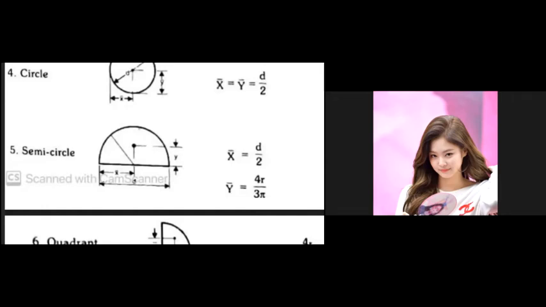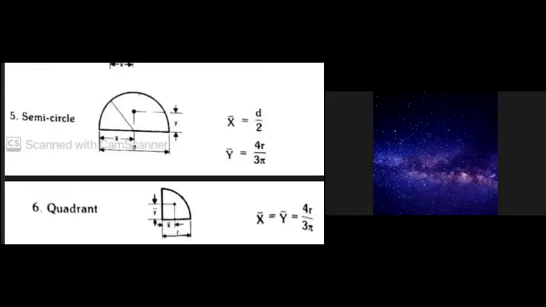And the semicircle. It is symmetrical about the y axis only. So x bar is equal to d by 2 and y bar is given by the standard formula y bar equal to 4r by 3 pi, where r is the radius of the circle. And if it is a quadrant, that is 1/4 of the circle, it is not symmetrical. So x bar is equal to y bar is equal to 4r by 3 pi, where r is the radius of the circle.